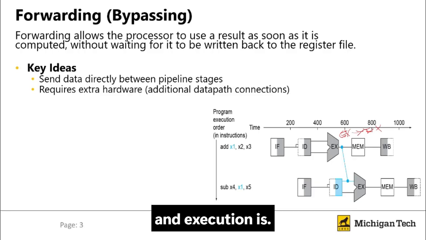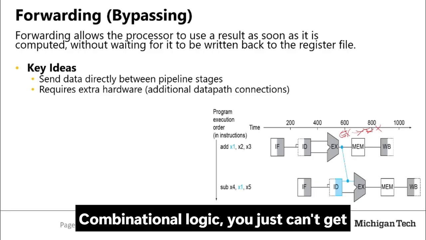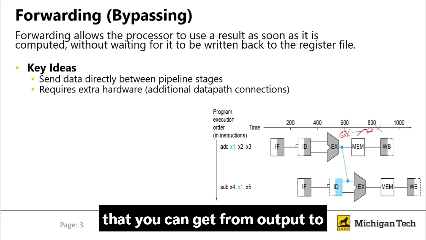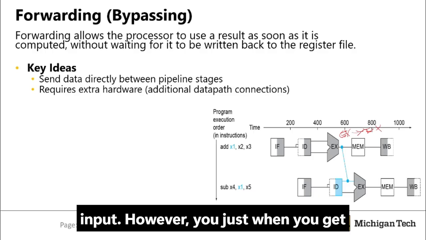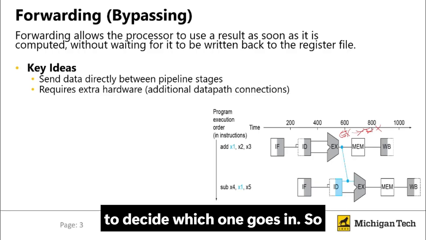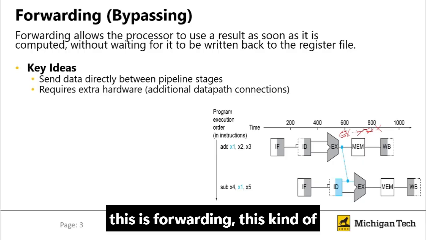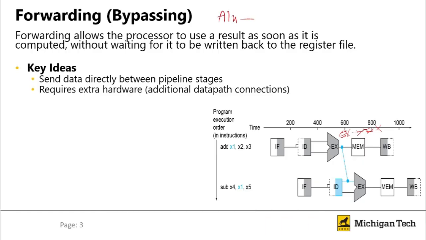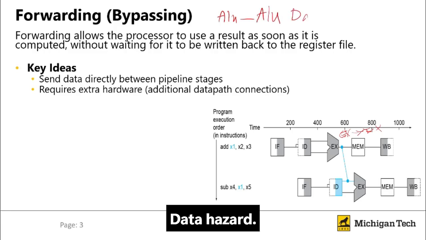And execution is combinational logic, so you can easily get feedback from it, from output to input. However, when you do that, you need one multiplexer to decide which one goes in. So this is forwarding. This kind of forwarding is called ALU data hazard.